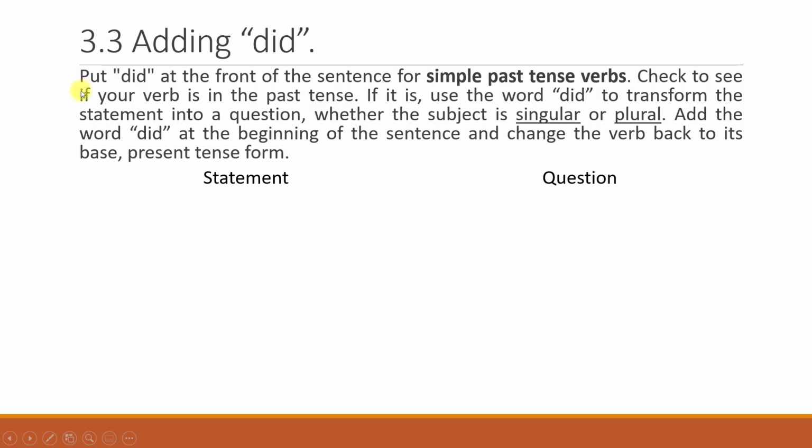3.3 Adding did. Put did at the front of the sentence for simple past tense verbs. Check to see if your verb is in past tense. If it is, use the word did to transform the statement into a question, whether the subject is singular or plural. Add the word did at the beginning of the sentence and change the verb back to its base present tense form. Statement: he saved the cat. Question: did he save the cat?